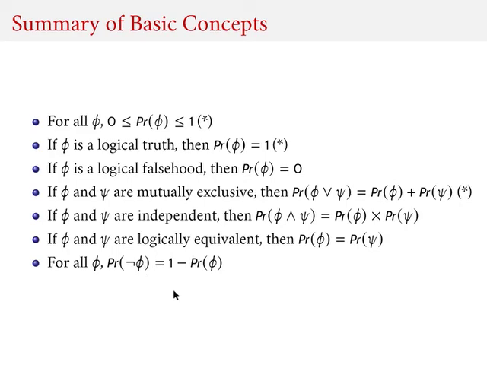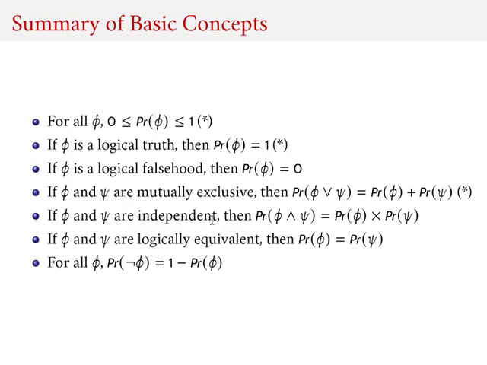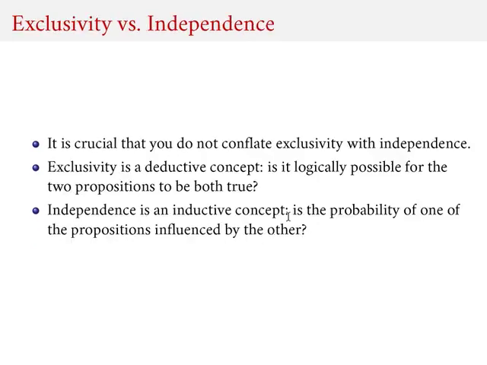What you just have to note is that all of these are legitimate rules that you can appeal to in calculating probabilities. Now, before I conclude this lecture by returning to the coin example from the very beginning, let me say something about the notions of mutual exclusivity and independence, which are appealed to in these basic rules for calculating certain disjunctions and certain conjunctions. It's crucial that you do not conflate exclusivity with independence.